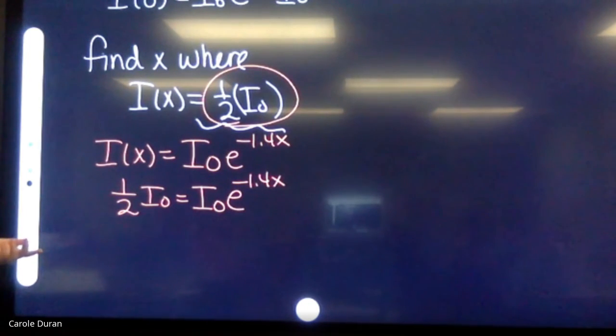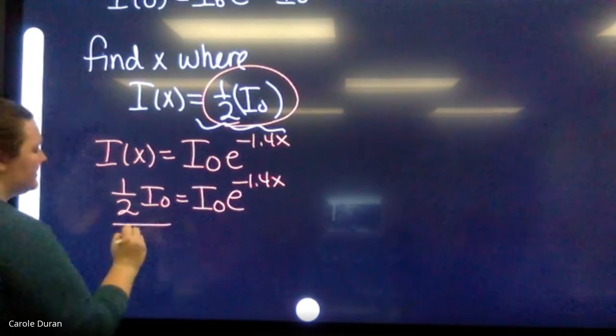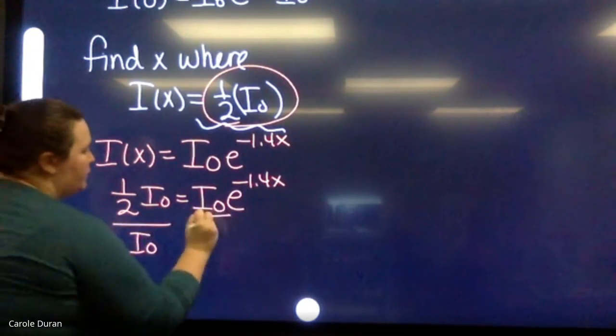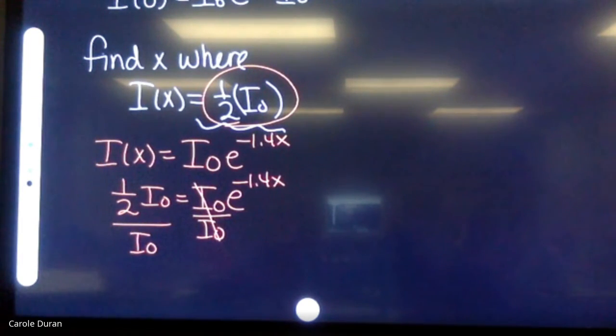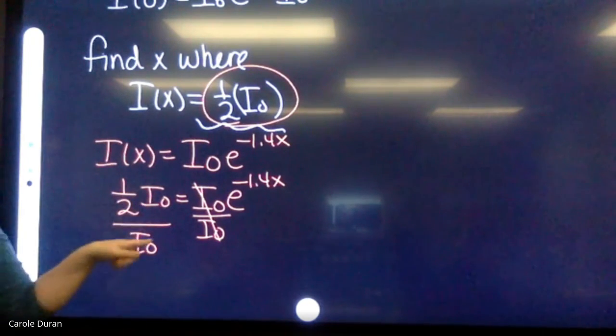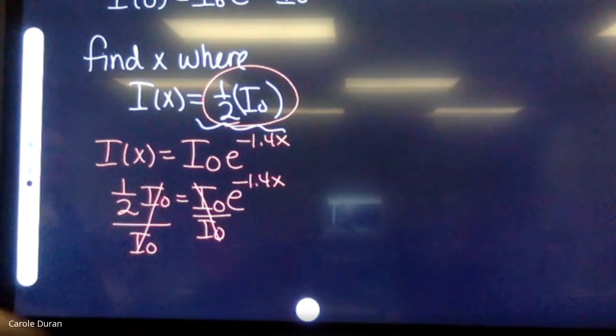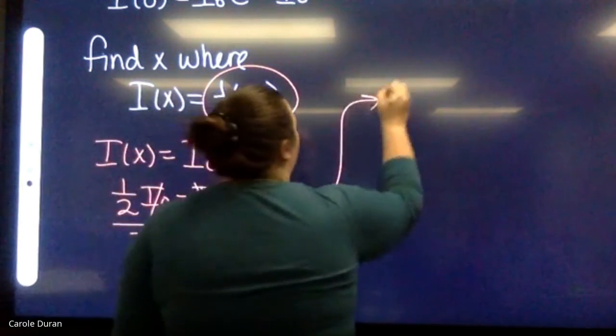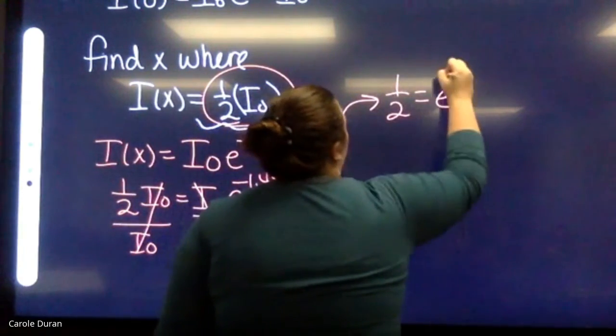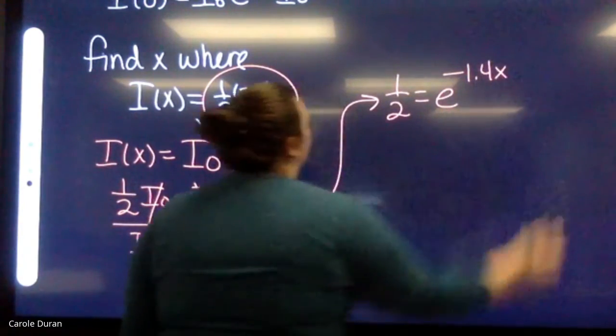What's the first thing I want to move? The I naught. I want to divide that out from both sides. It cancels on the right. On the left, I naught divided by I naught cancels, leaving just the number that was attached to my original I naught. So this becomes 1/2 equals e to the negative 1.4x.